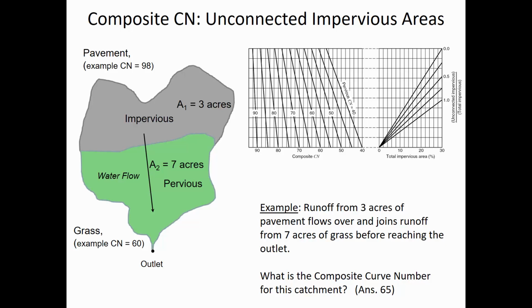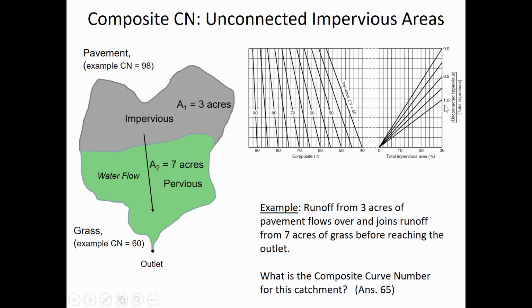What we do is we say we want to know the ratio of unconnected impervious to total impervious. Now here, unconnected means it's not touching the outlet. And we have 100% of the overall impervious area is unconnected. So we would use this 1.0 line. And the impervious area in this example is 30% of the overall 10 acres. So 3 out of 10 is 30%.